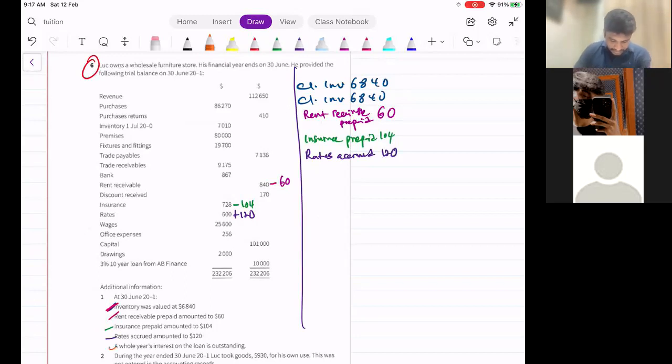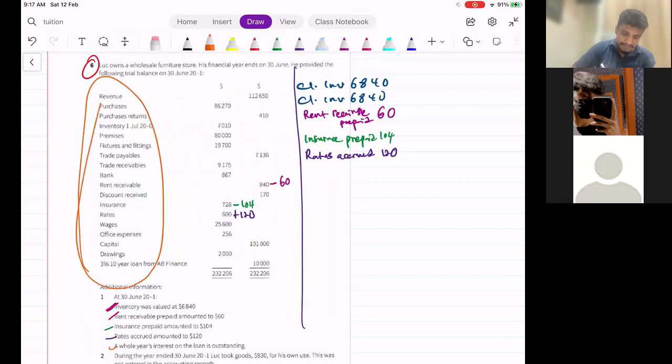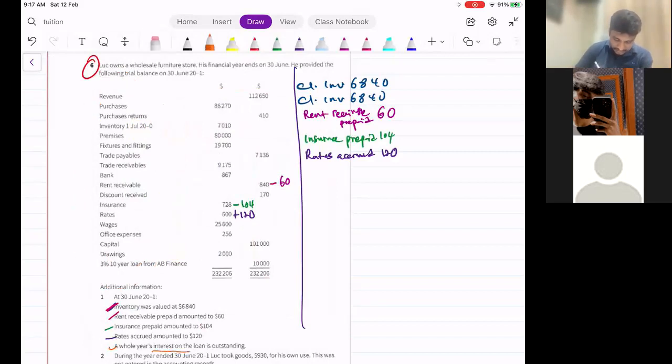After that, the whole year's loan interest was outstanding. So now you need to calculate how much the loan interest is. Can you find how much your loan is? Your loan is 10,000. The interest is 3%. 10,000 times 3% is 300. So that 300 you're supposed to pay, but can you check if you paid? If you paid, it will be here. I check here, we don't have anything. Then they say the full year interest is outstanding.